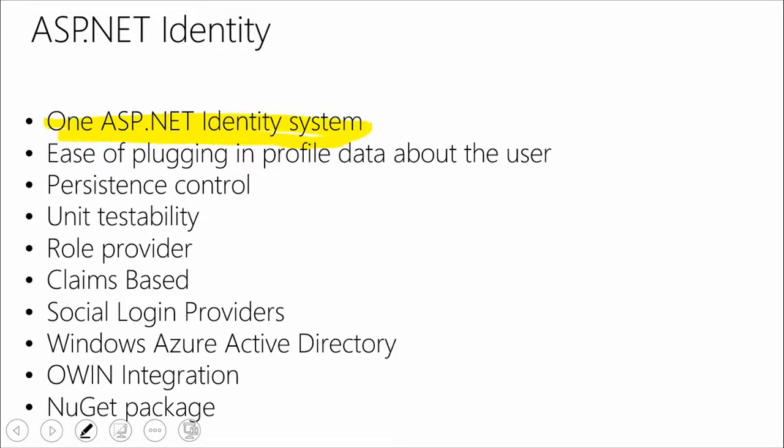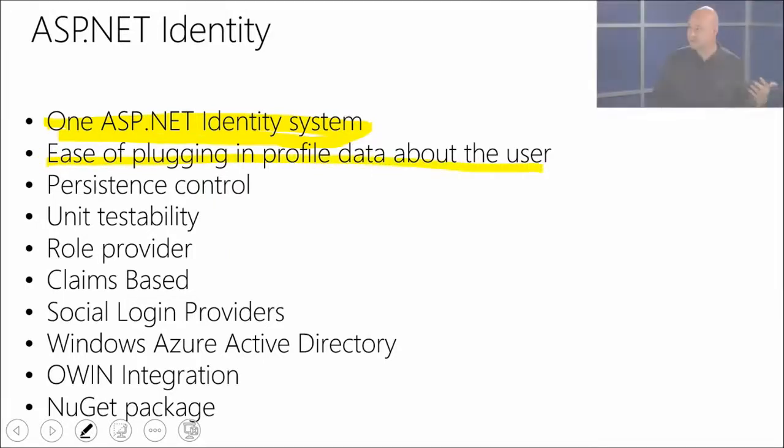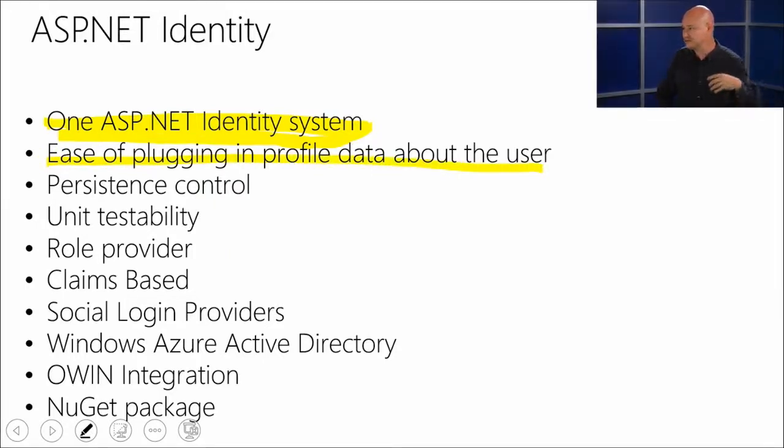This works everywhere. Easy to plug in profile data. If you ever tried to plug in profile data to the membership providers, you wish you hadn't. It was hard work, and it stored all the information inside these kind of blobs in the database, and it was really tricky to get at them. Persistence control, meaning you can store the data wherever you want. Unit tests. Like I said, it works with both roles and claims.